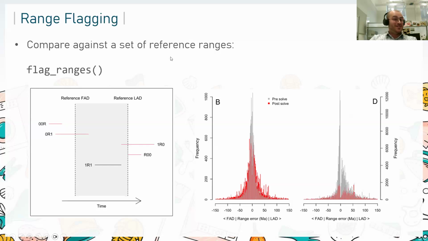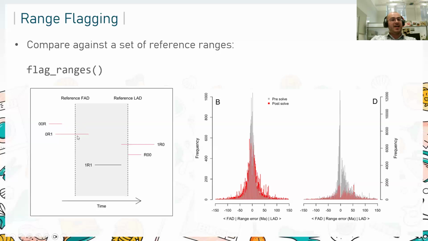Whether the Sepkoski compendium is still reliable is perhaps another question, but you could use whatever set of reference ranges you have available, whether they're derived from the Treatise on Invertebrate Paleontology, for instance, or from your own efforts and taxonomic expertise. And so this is implemented in the function flag ranges. This will take all your occurrences and taxa in the data set. It will match them against your set of reference ranges, and it will tell you whether that taxon or occurrence is within reference range or whether it falls outside of it.